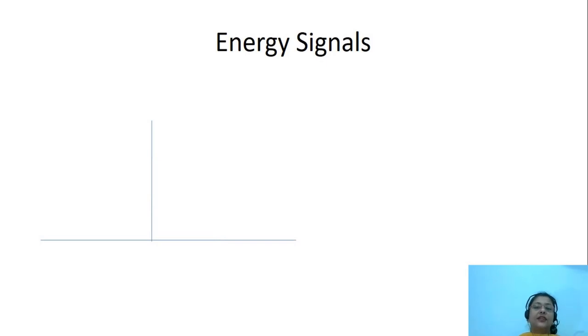Now, what is an energy signal? An energy signal is a signal which has finite energy and zero power. Let's say we are having an energy signal g(t). So the energy of the signal will be given as Eg equal to the integral from minus infinity to plus infinity of g squared(t) dt. So this is the equation for finding out the energy of the signal.